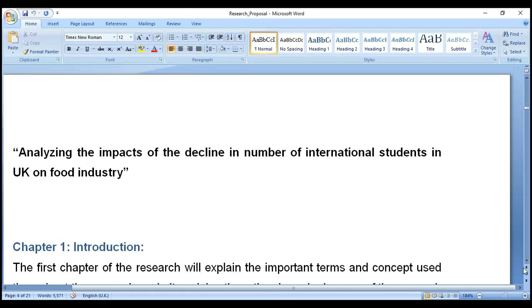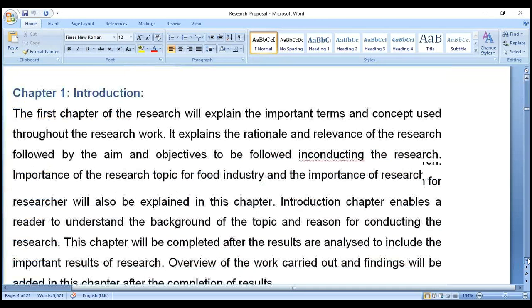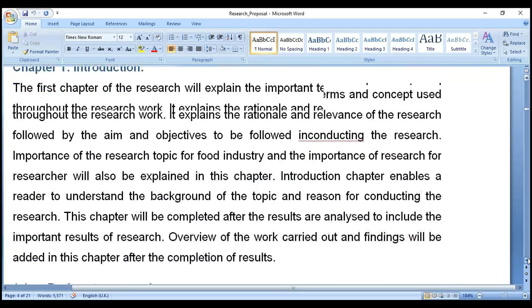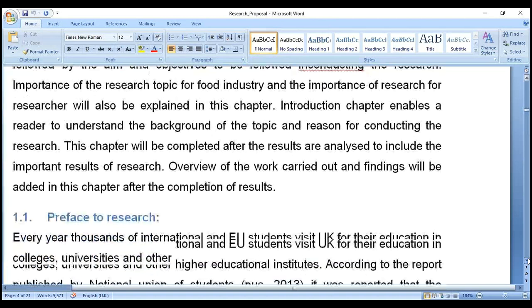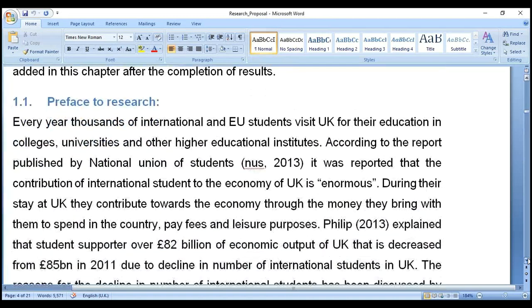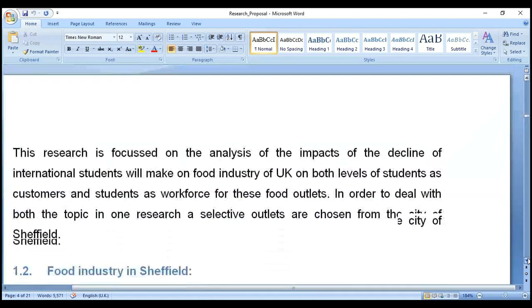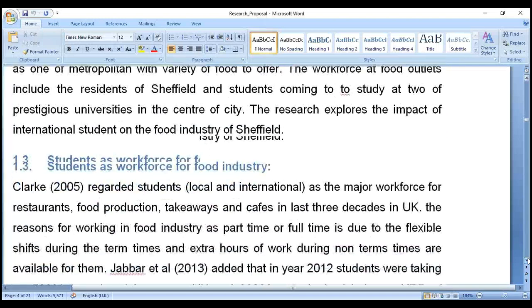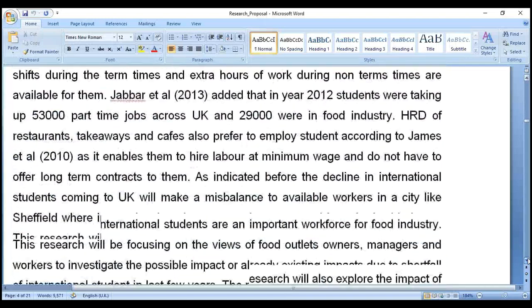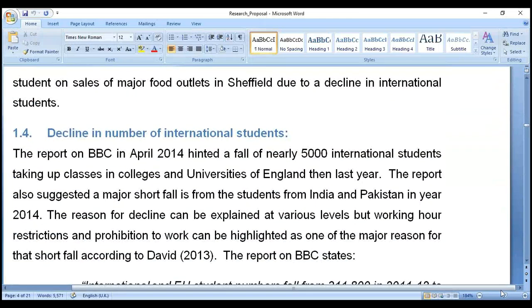So we can look around, we can make the table of contents, we can divide like I mentioned earlier. So introduction. You will see a little bit of introduction. This first chapter will explain how the terms and concepts are used throughout the research, then what you really want to do in the research. All of this is discussed, giving some background knowledge in chapter one, aims and objectives in chapter one. Chapter one is all about the aims and objectives of the research.